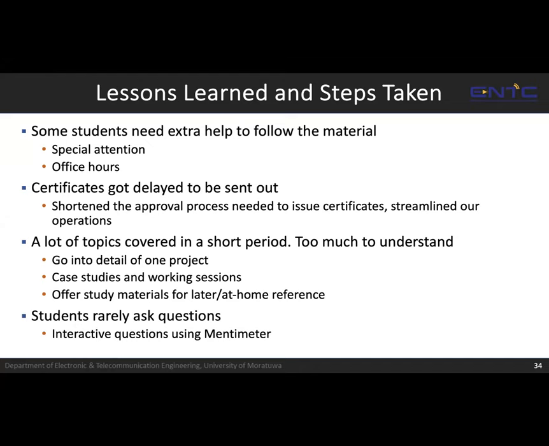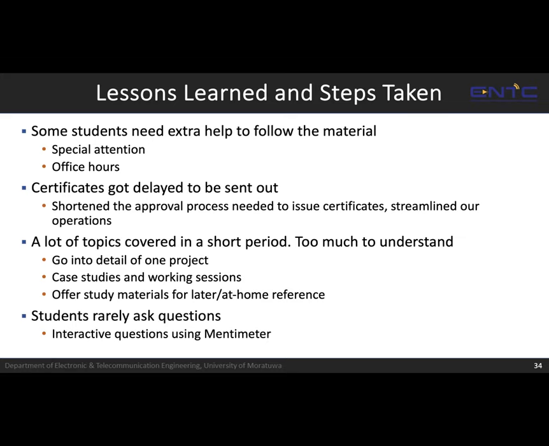Here are some lessons learned and steps taken. One lesson is that students need extra help. I touched upon this. So we had office hours and special attention given to these students to make sure they can understand. And sometimes the certificates got delayed to be sent out at the end of the course. This was again due to several reasons. Sometimes the students ask for extensions of assignments that delayed things, and we have some approvals that need to be taken. Now, with the experience of the past 2 years, we have taken steps to streamline all the processes and to make sure that those delays do not happen.